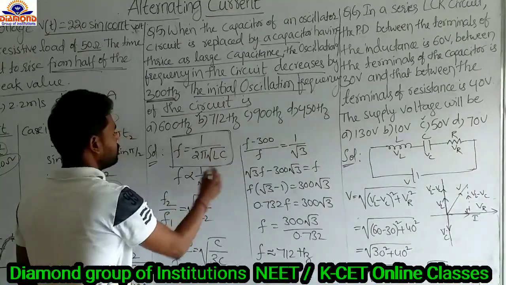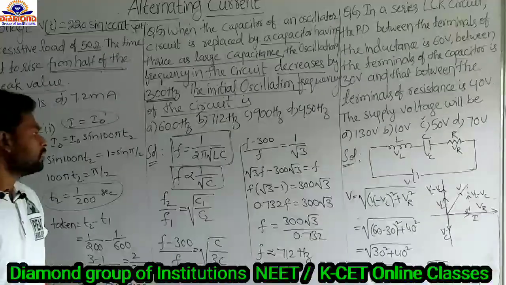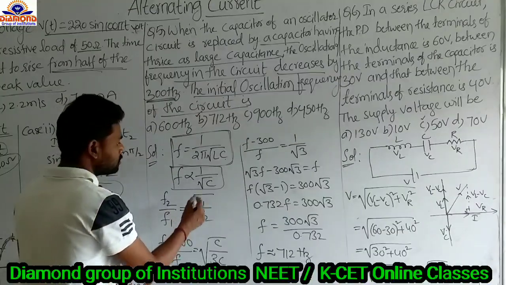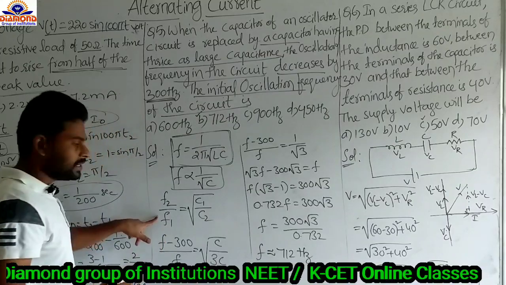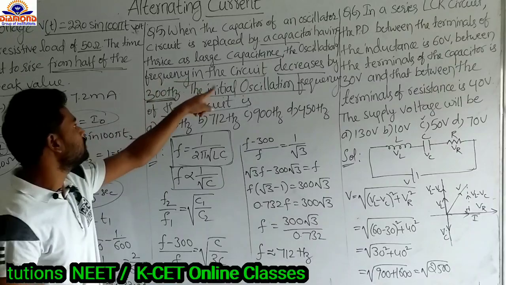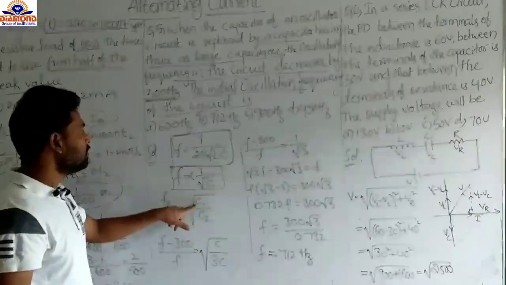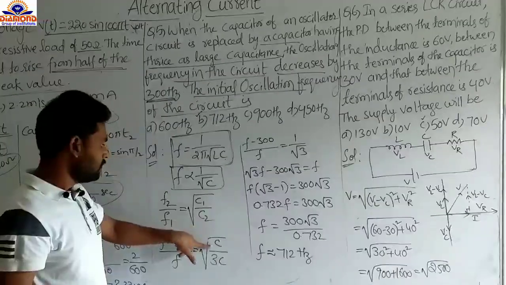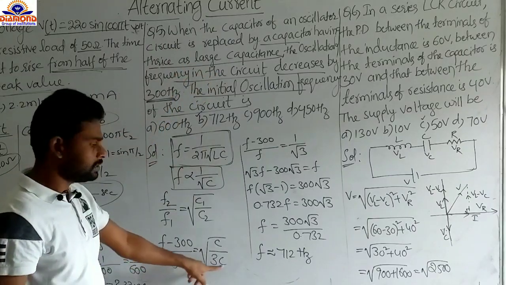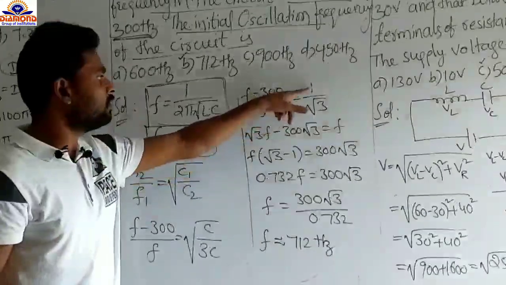So we already know this formula. From this one I am writing the relationship between the frequency and capacitor. About the inductor, nothing is mentioned. So now the relation: F2 by F1 equal to square root of C1 by C2. F1 is the initial frequency, I am assuming F. F2 is the final frequency. So frequency decreased by 300, so F2 is F minus 300. C1 initially I am assuming C1 equal to C. C2 is the capacitance which becomes thrice the initial capacitance, so 3C. Now C will be cancelled, we will get 1 by root 3.